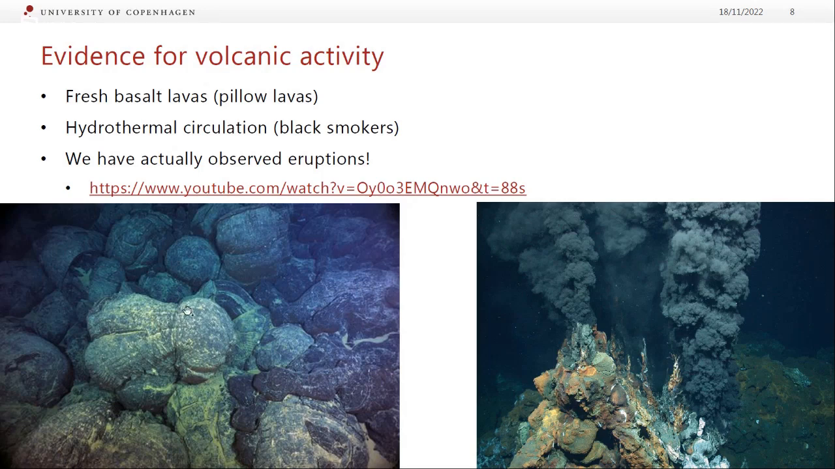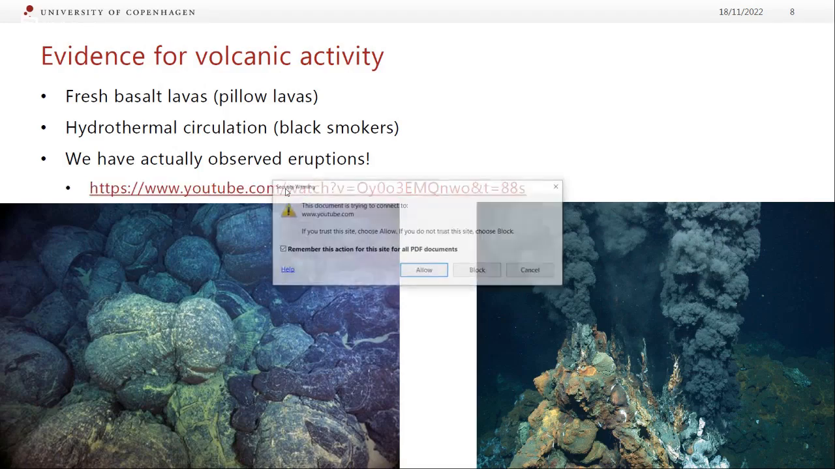And then recently, we've actually seen, and let's hope the link works, we've actually seen volcanic eruptions at mid-ocean ridges. So, don't think this will come with sound, but hopefully we can watch the actual eruption. Oh, didn't expect that.